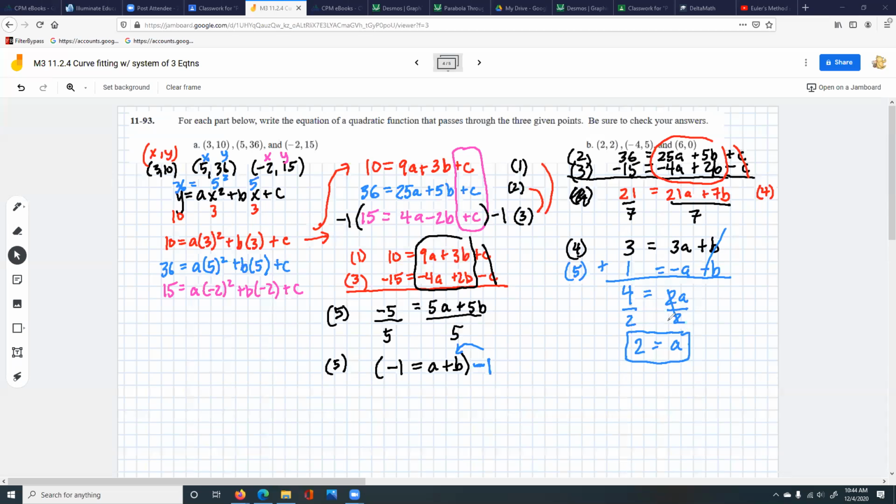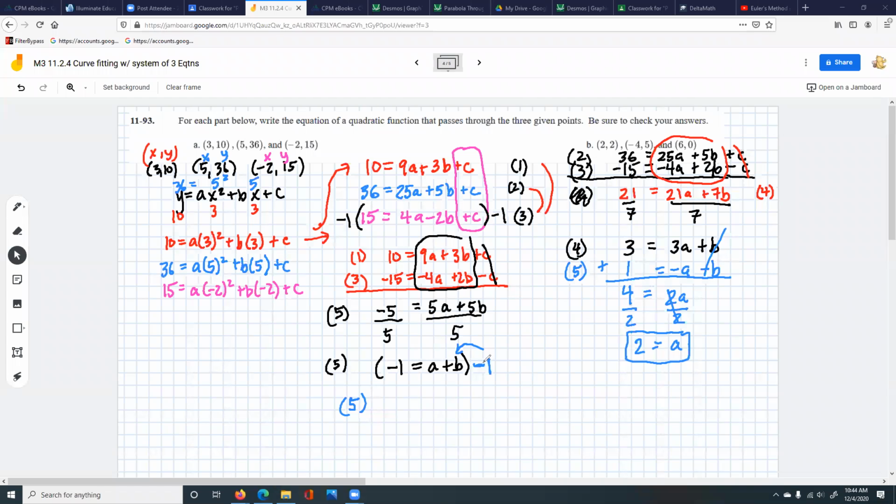So now we've got to find b and c. Which one's easier to find first? B, with the equation of 5. Okay, so we can use equation 5 here, right? Like this one right here. I can use that one to find b. You can use any of the equation 5s.